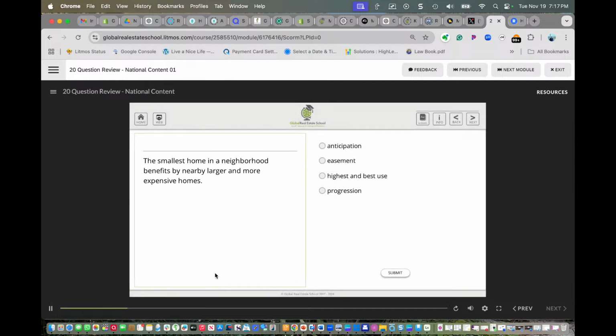The smallest home in the neighborhood benefits by nearby larger and more expensive homes. Well, is this the law of anticipation? No, that's anticipating that some big event's going to happen that's going to drive prices up. Is it an easement? No, that's not an easement. Highest and best use? No. The law of progression? Yes.